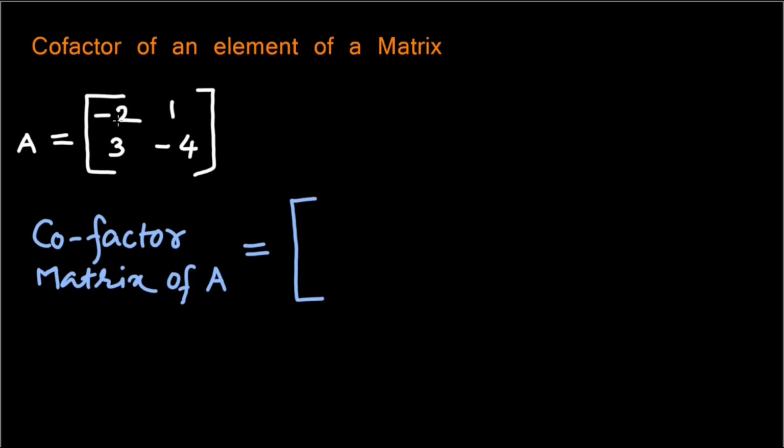Now first let us write the minors of each of these elements. Minor of minus 2 is minus 4. Minor of 1 is 3. Minor of 3 is 1. And minor of minus 4 is minus 2. Now we have to give proper signs to these elements so as to get the cofactor matrix of A. Now how to give the proper signs?